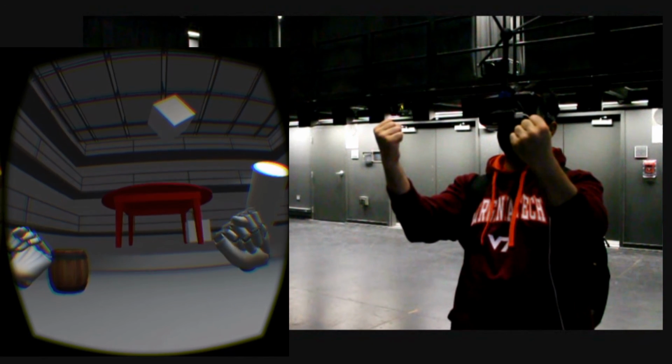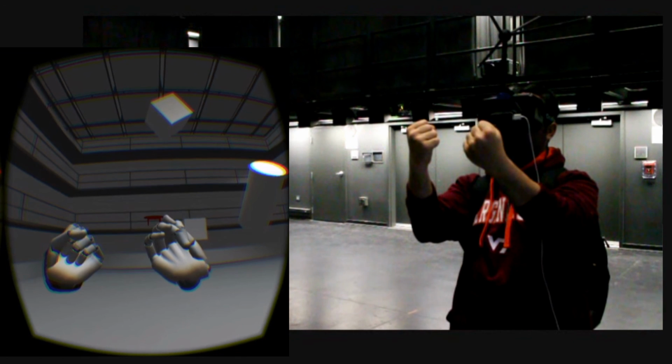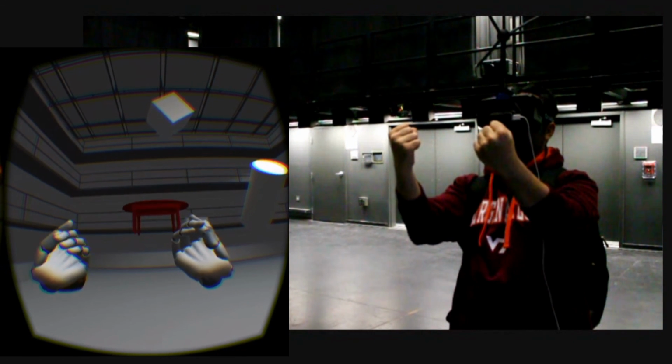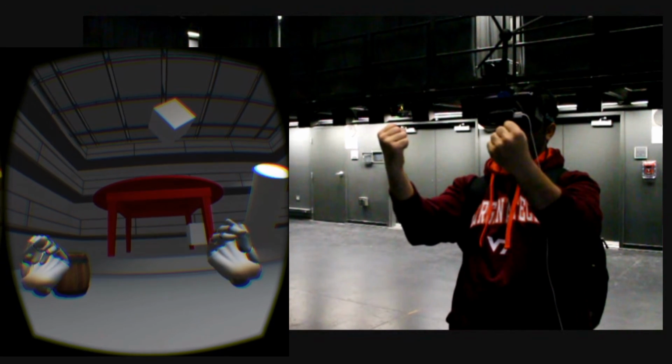Scaling is achieved by introducing the second hand. Forming two fists after selection will initialize the scaling. Move two hands closer or further away from each other to scale the object smaller or bigger uniformly.